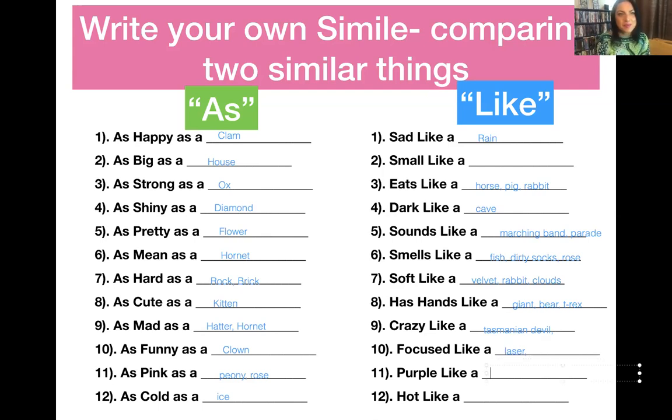Purple. What is something that's purple? Purple like a plum. Some plums are purple. Hot like fire. Hot like lava. That cake was hot like lava. Woo! Okay, let's go back to small. What is small? Small like an ant. She was small like an ant. She was small like a bird. She was so small, like a bird. Like a baby. More like a baby.